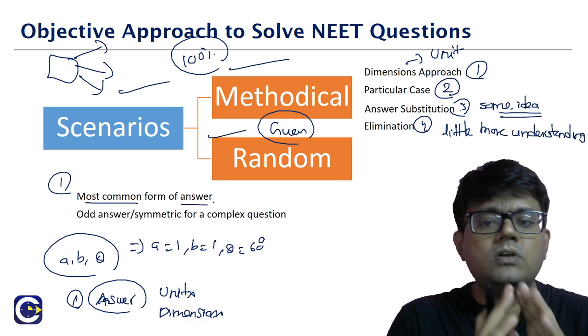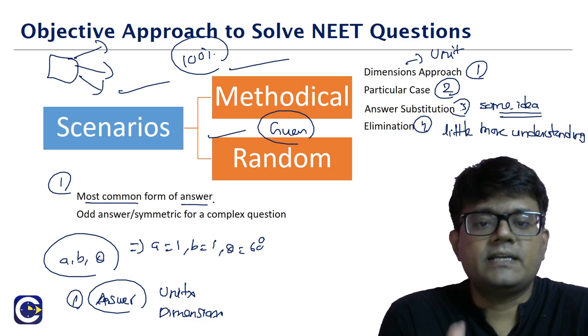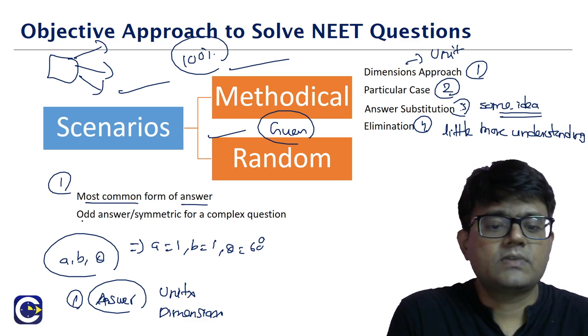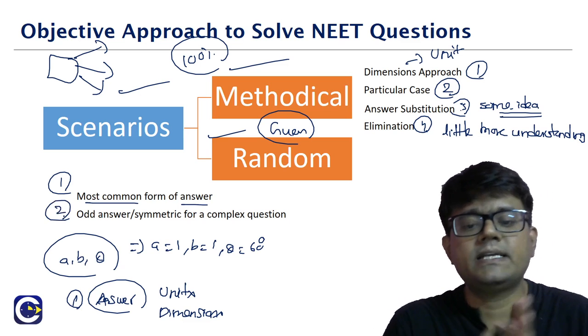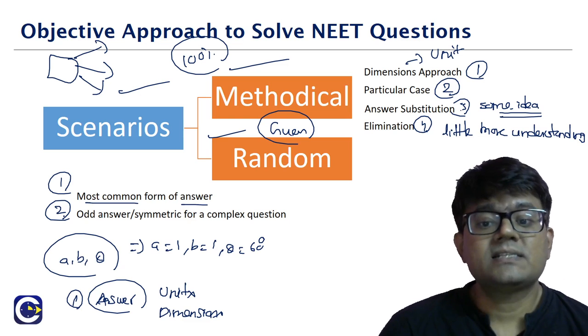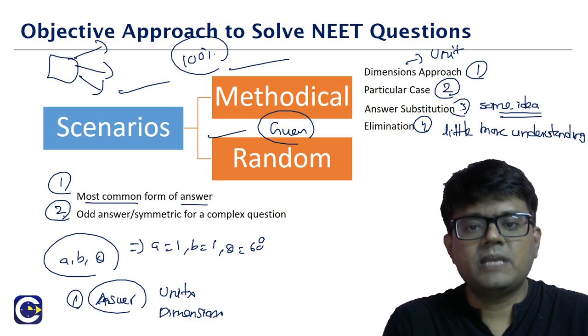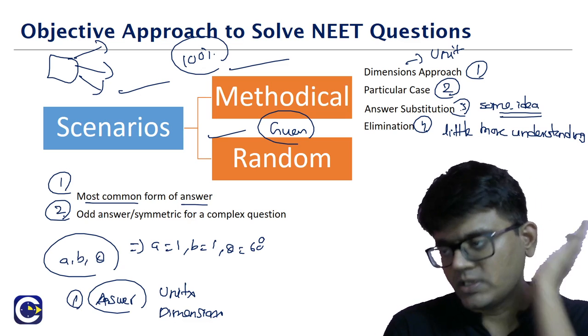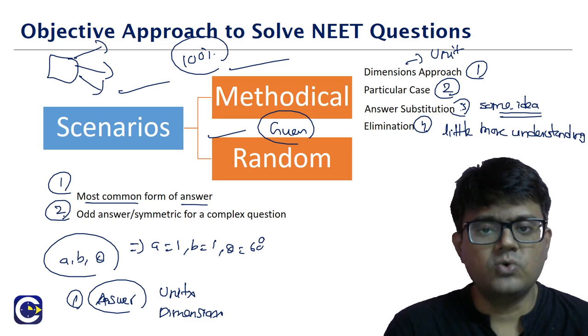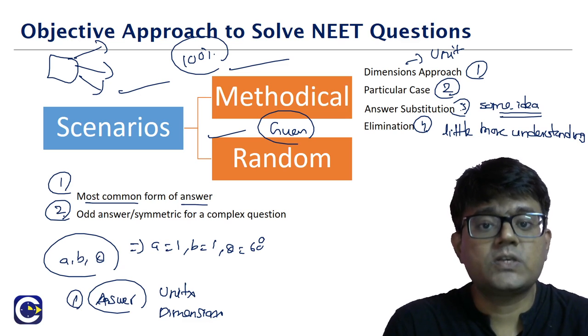But we cannot say with 100% guarantee that this is going to give us the correct answer. And the second scenario, what is it? The odd answer or symmetric answer for a complex question. Sometimes, not to frighten the students, but just to make sure that some of us don't even attempt the question, right?